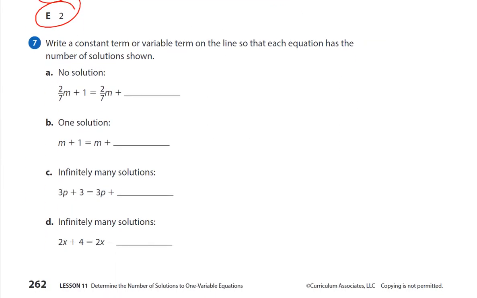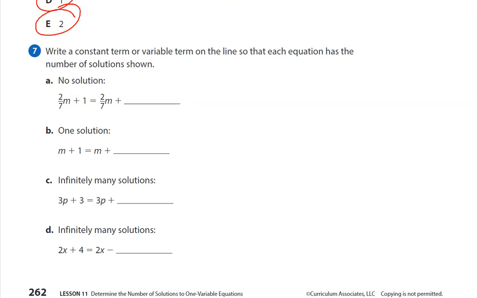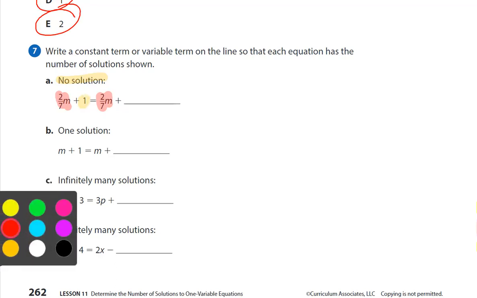All right, number 7. Write a constant term, so something that's just a number. A constant term is just a number by itself. Or a variable term, so something that has a coefficient and a variable stuck together, on the line so each equation has the number of solutions shown. So this one we want to be a no solution. That means we want it to not be equal. These parts are already equal, so we just need the constant term to not be equal. So we can put anything except for 1.